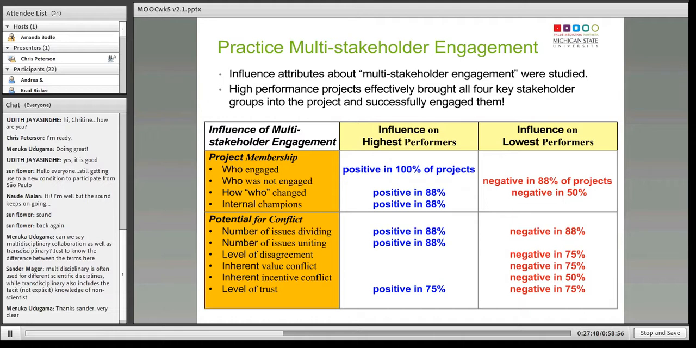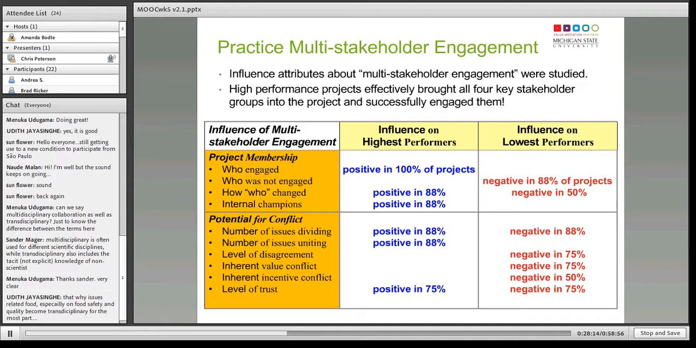The notion that they really had an incomplete set of Kinsey partners, because who was not engaged with them ended up creating problems in the low performers. And so I think we have at least some strong correlated evidence that this issue of really practicing multi-stakeholder engagement is critical.